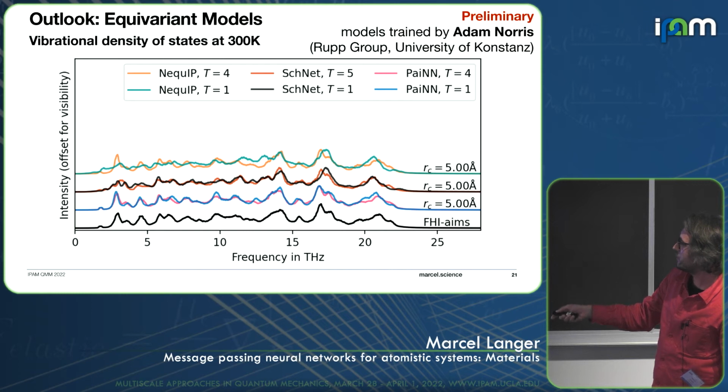The black is one message passing step. So this is essentially just a pair potential, like a nonlinear pair potential. Then we have 5 interaction steps, which gets slightly better peaks, right? And now we have these equivariant models. So this is NequIP, this is PaiNN. And you see that at least for t equals 4, so for 4 interaction steps, they are extremely good at reproducing the reference vibrational density of states. So they are actually better than SchNet, I would say.